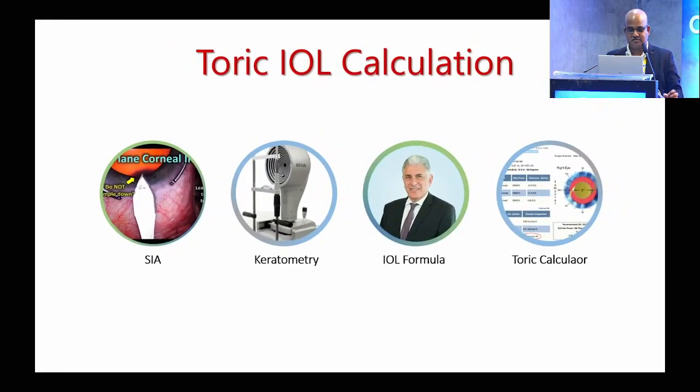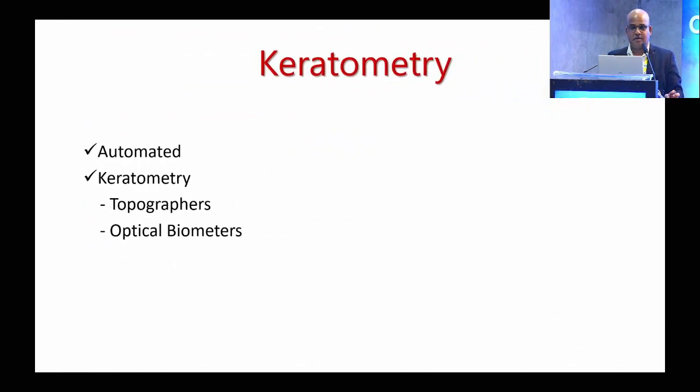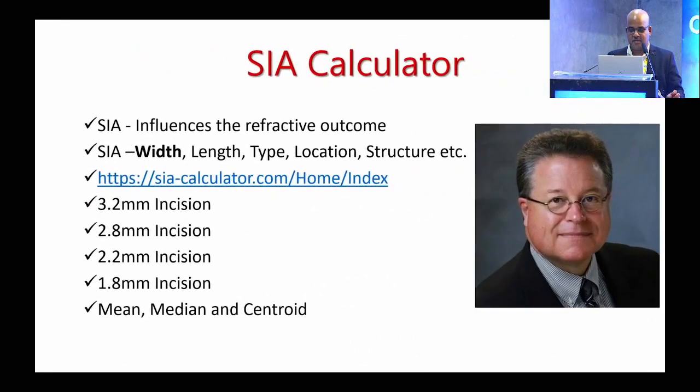To understand this, we need to understand SIA, keratometry, IOL formulae and the toric calculator. For keratometry, it is always better to use automated and newer devices like topographers or optical biometers. If you include these keratometry readings in the SIA calculation, it will give better results. For SIA, we use the Warren Hill SIA calculator online, because SIA influences the refractive outcome. Mainly the width is the main factor.